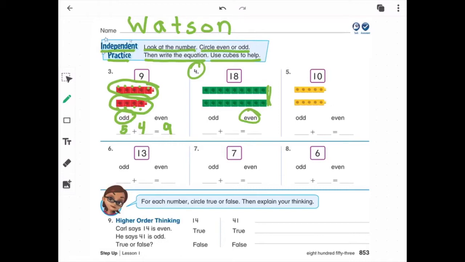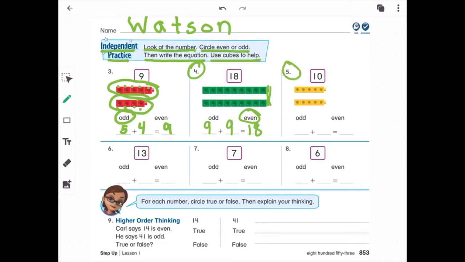Now, what plus what equals 18? Do you know your doubles facts? Because I know mine. So, what do you think the number is? Pause the video and see if you can figure this one out. 9 plus 9 equals 18. As simple as that. Let's go on to the next.